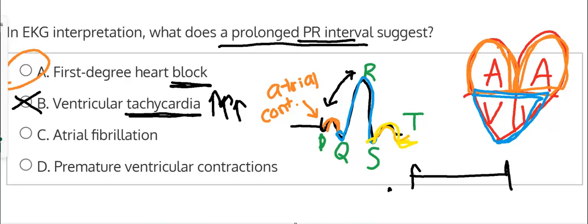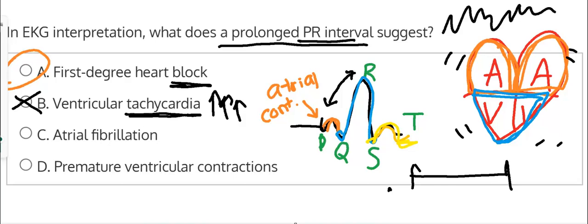Option C is atrial fibrillation. Atrial fibrillation is a chaotic heart rhythm. That means the heart just keeps quivering, and it'll be really quick, and it might look a little disorganized and fast on the rhythm. So when we have a prolonged PR interval, just like we were saying with option B, it wouldn't be associated with AFib. It would be something that would slow the heart down.